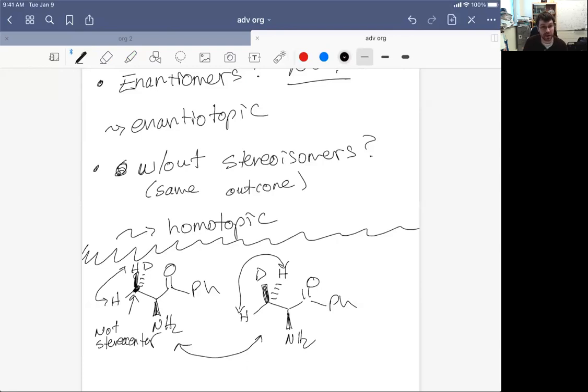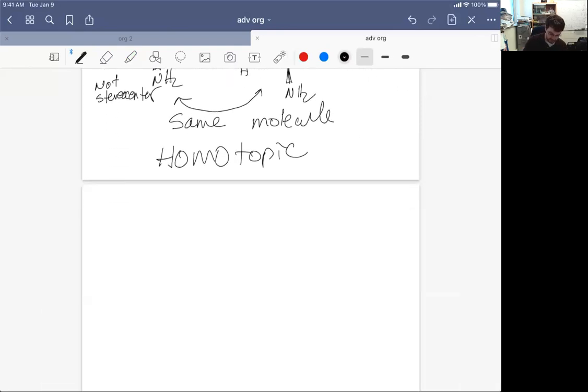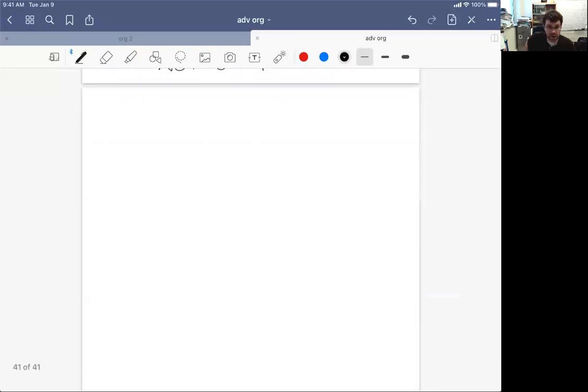So what's the outcome here? Well, the outcome here is we have the same molecule just drawn as a different conformation. And so we would say this is homotopic. Homotopic. Okay, so we have enantiotopic, diastereotopic, and homotopic. We'll do an enantiotopic one at the end.